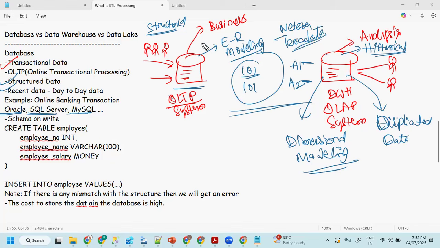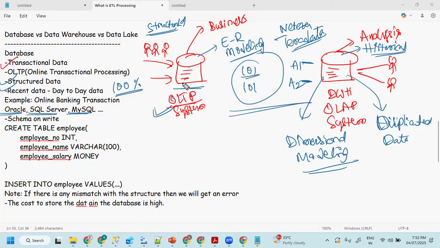And if I want to write data into this OLTP system, a 100% schema should be there. Schema means the columns, the number of columns, the data types of the columns, and the size of the columns, which come under the schema of the table. If you don't follow the schema, then it will not allow you to feed the data.